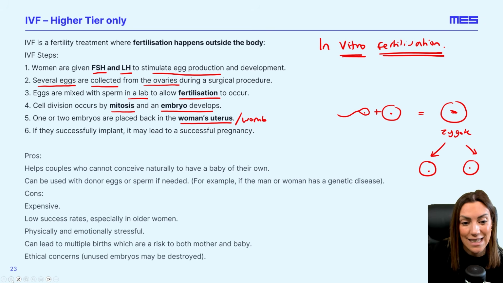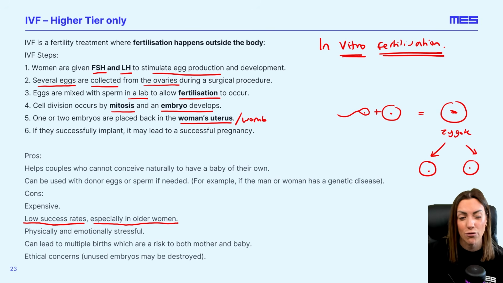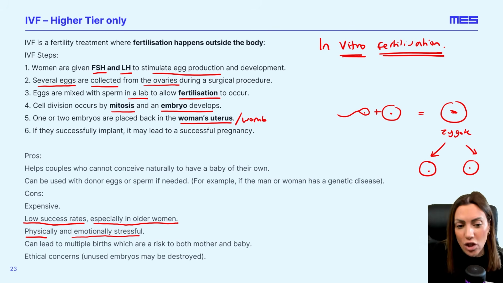Cons, right, it's a very expensive procedure. Low success rates, that's really important to remember, especially in older women. So women over the age of 40, the success rates are very, very low. Physically and emotionally stressful because it does involve hormone injections for the woman, a surgical procedure to remove the eggs. And if it doesn't work, and there's a high chance it won't work because it's got low success rates, that's very emotionally stressful as well. Can lead to multiple births, which are a risk to both the mother and the baby.